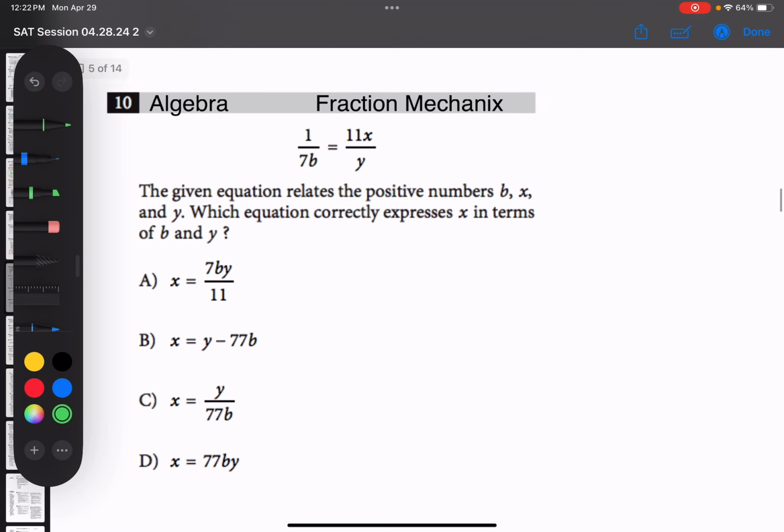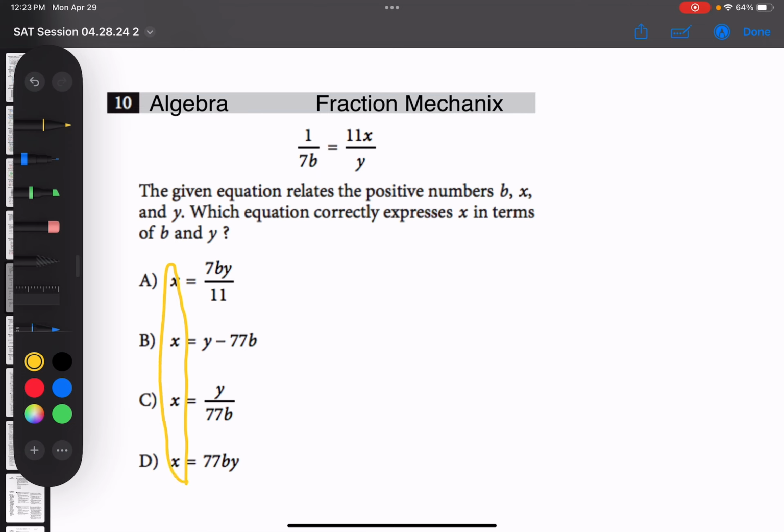Question number 10. They give us this fraction. Okay, so I believe they're going to test our mechanics. We got the b, we got the y, we get the x. They may ask us to solve for b. They may ask us to solve for y, solve for x. We go into this question anticipating one of those, because look at the answer choices. What are they asking us to do? They're pretty much asking us to solve for x.